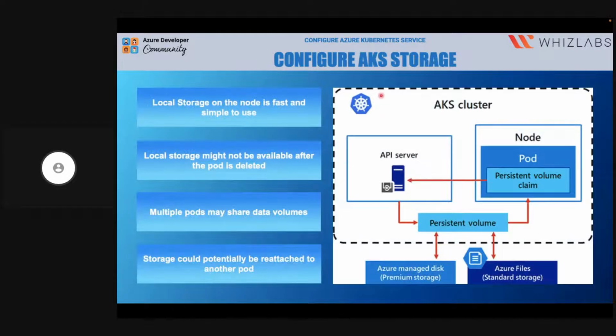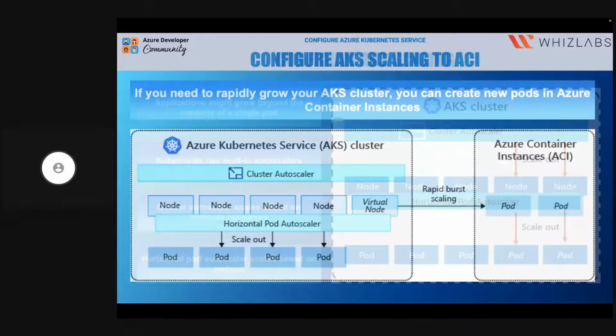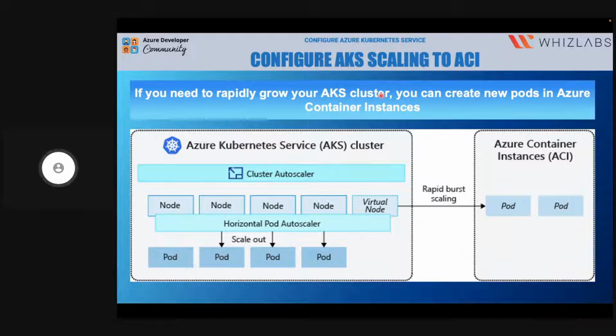Here is just the configuration: how to configure AKS-based storage, and how scaling is happening. It's basically done at a node level, scale out, and in the backend it's the pods getting scaled. That type of scalability is provided in the Kubernetes solution.